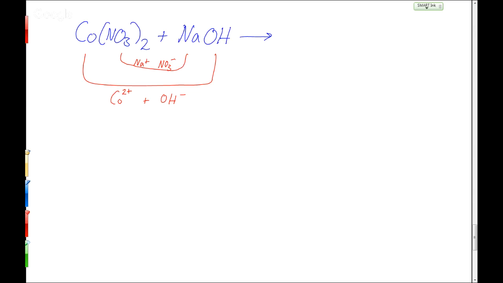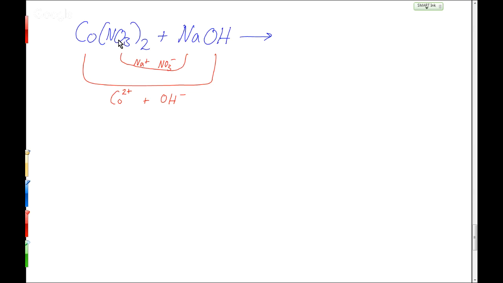So that's how you'd see that one. All right, so you got two ionic compounds. You can assume this is going to be a double replacement reaction, which means the cobalt is going to go with the OH and the sodium is going to go with the nitrate. But you can't just pull the things apart and stick them together, because we have to think about the charges and how many of each ion we have.